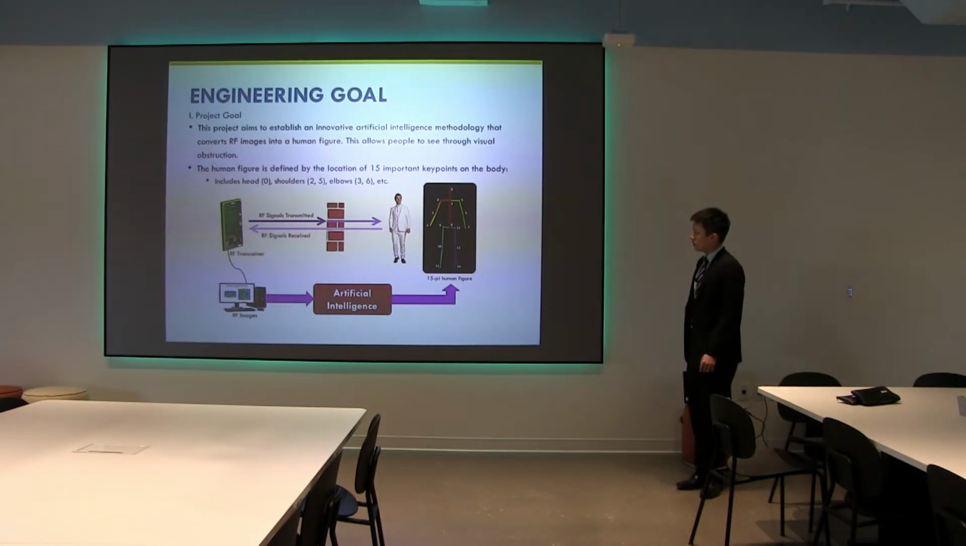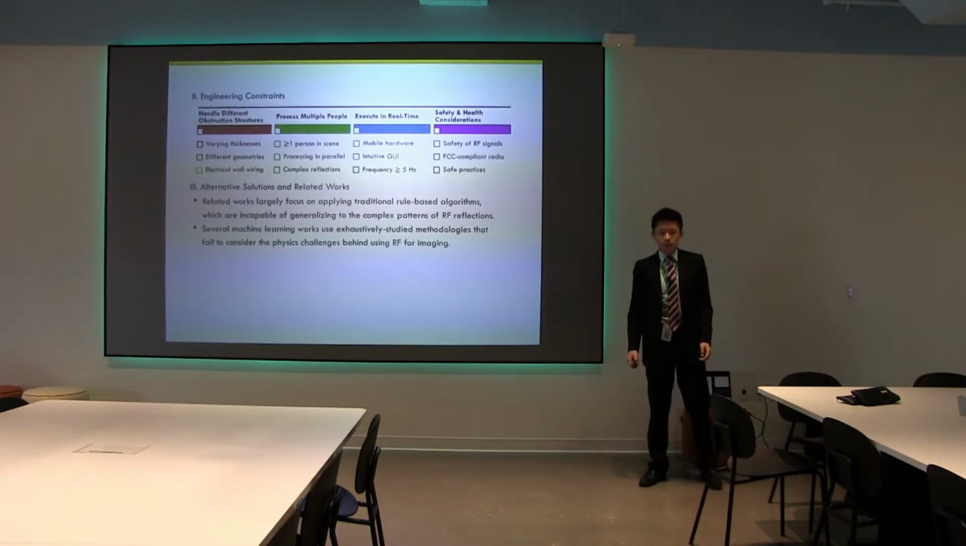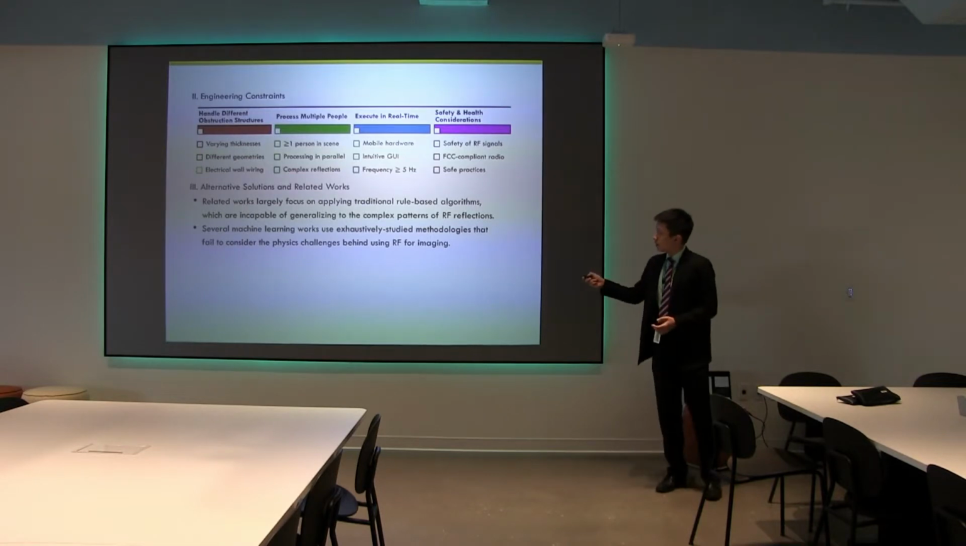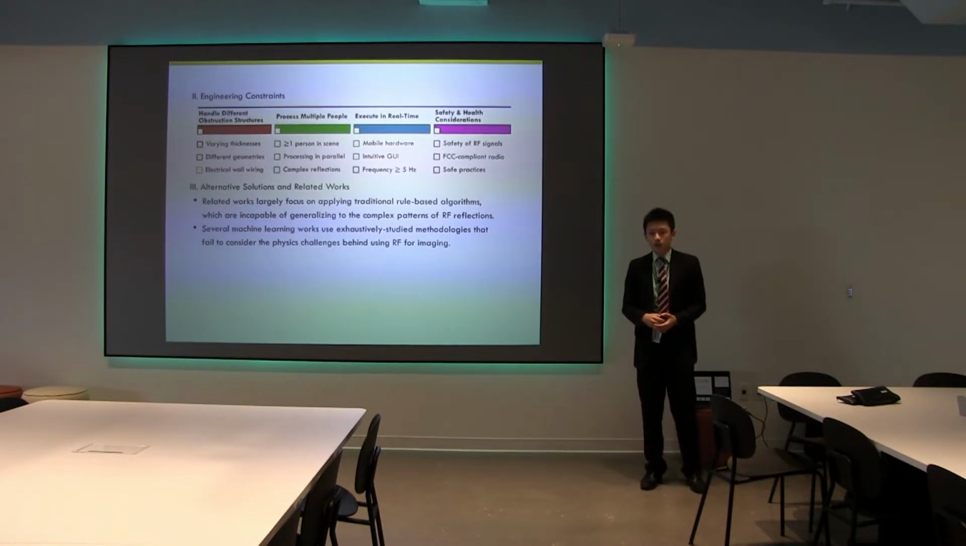Now, a couple of goals for this project. Number one, we want it to be able to handle different obstruction structures. It's a given, right? You need to be able to go through walls, drywall, insulation, wood, brick, paper, things like that. Also, we want to be able to process multiple people, because rarely in the real world do we have only one person that we're targeting. And third, we want to be able to execute this in real time, or else it's not going to be of much use, for example, in military situations, or even in other situations that require online processing.